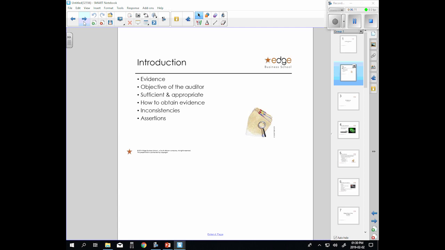I'm going to just discuss it now because it's quite simple. What is sufficient? Enough. Sufficient is enough. What's appropriate? Quality. There we go. Sufficient is quantity. Appropriate is quality.